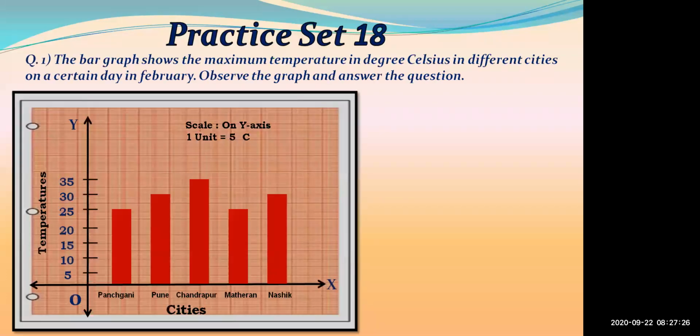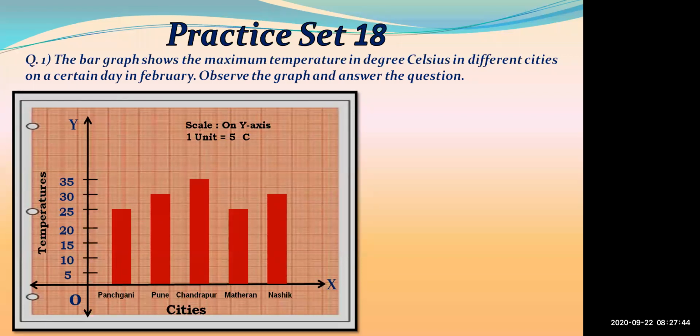See, now we will start with practice set 18. See, in practice set 18, what is the first question? The bar graph shows the maximum temperature in degrees Celsius on certain days in February. Observe the graph and answer the questions. Now what you have to do? See here, the graph is already given. We have to make the questions here.